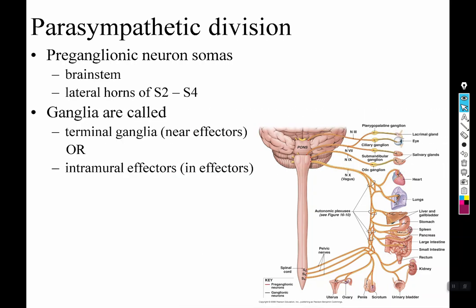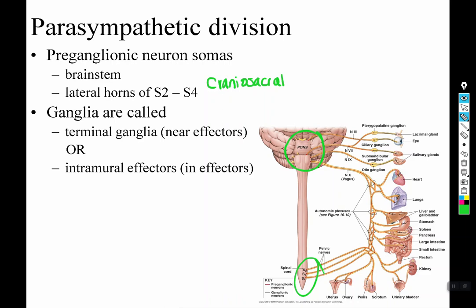digest division. So this is also called the craniosacral division, which I can now write because my computer's charged up enough. Craniosacral. And that's of course because the cell bodies of the preganglionic neurons are located either in the brain stem and associated with cranial nerves, or in the sacral spine and associated with sacral nerves.